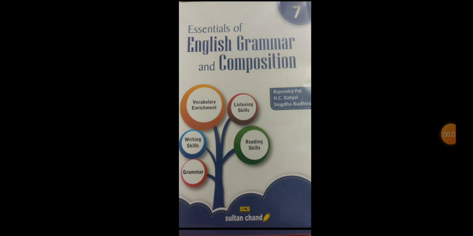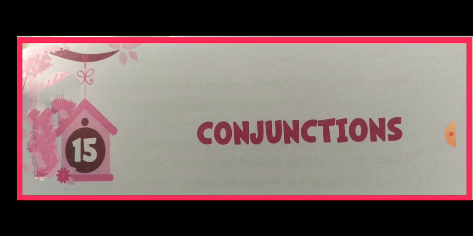Kids, today we will start chapter number 15 of our English grammar book, Essentials of English Grammar and Composition. The name of the chapter is Conjunctions. Here, as the word tells, conjunction means to join something. So in this chapter, we will learn about the words which are used to join two sentences, or groups of words, or two words. So, let us start it.